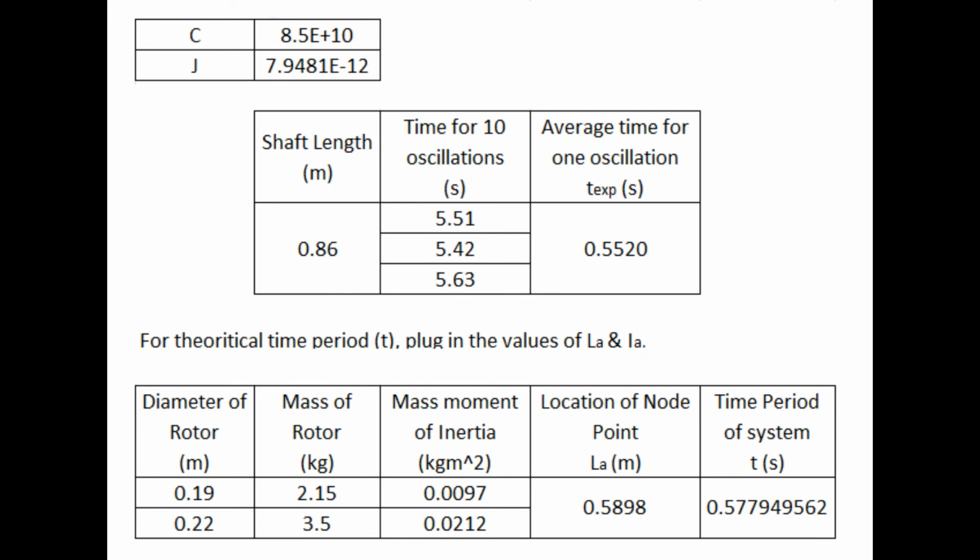As seen in the experiment, we have obtained three values of time period. We average out these values to get the time period as 0.5520 seconds. Now to locate the node point, plug in the values in the equation and we'll get this as 0.5897. To verify this length, we can again go to the setup, perform the experiment, and we can try checking if the length is somewhere near this. So this was a study on torsional vibration of double rotor system.